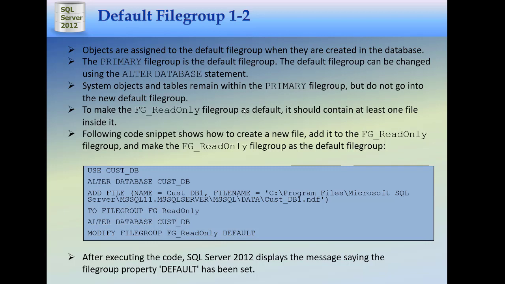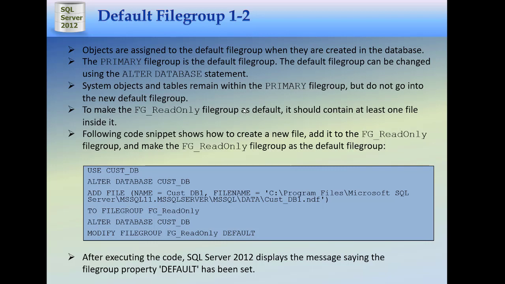Now, default file group. Objects are assigned to the default file group when they are created in the database, and the primary file group is the default file group. This default file group can be changed using the alter database command. Of course, this is when you have multiple files inside there. The system objects and tables remain within the primary file group and don't go into the new default file group. Please remember that. To make the FG read-only file group the default, it should contain at least one file inside.